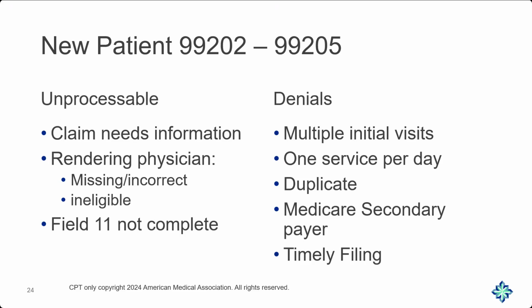We do also see quite a few rejections for rendering physician issues. So what this means is that, as I said, the provider number could be missing. It could reject for that under both of those categories. So maybe that rendering physician information is missing. Maybe it's incorrect. Check for a typo. We're looking at those NPIs. That's what they're billing with. We need to make sure that we have that right information.